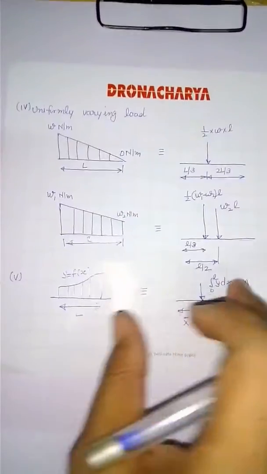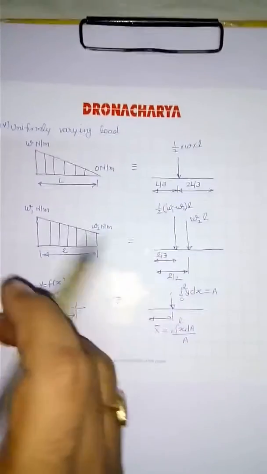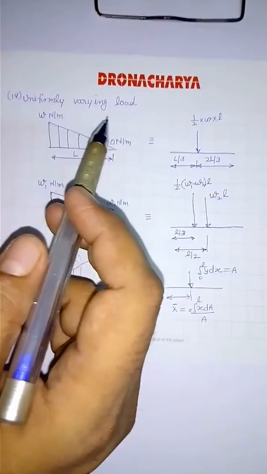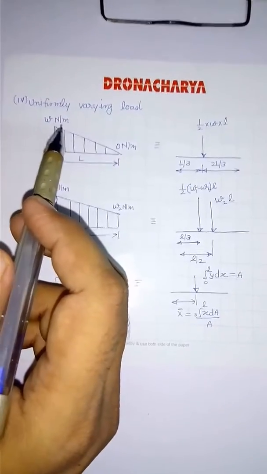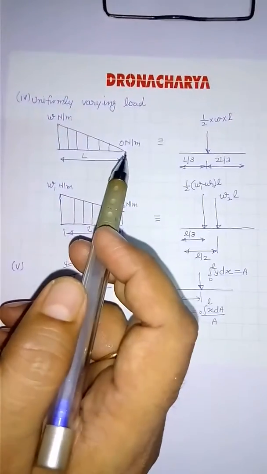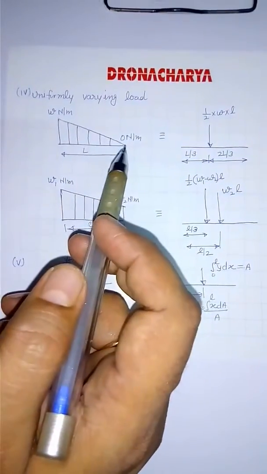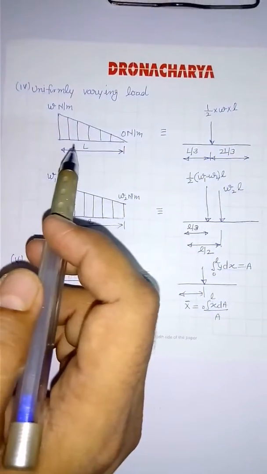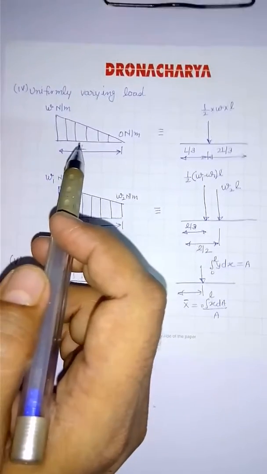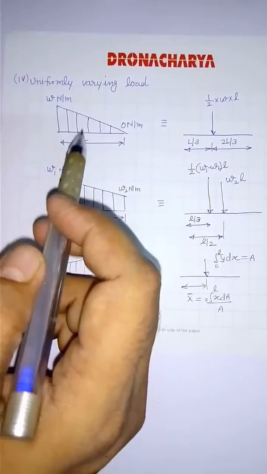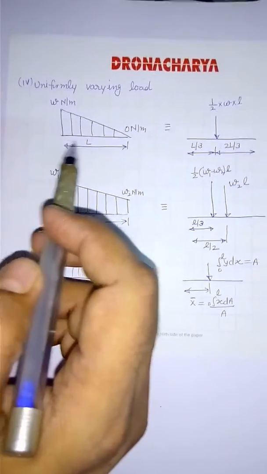Another kind of load we face in normal problems is the uniformly varying load, UVL. It is W Newton per meter on this end, and here it is 0 Newton per meter. So this is continuously changing over every meter. If you pick up any meter, the weight is going to be different. It will depend on the corresponding area above the length.